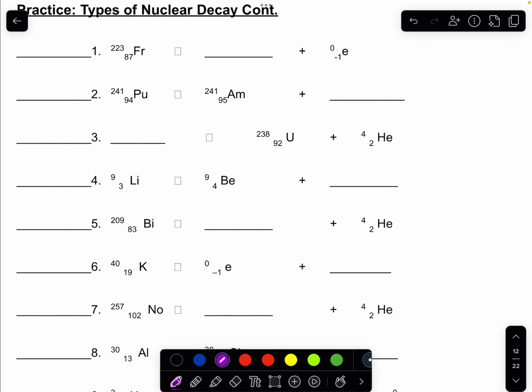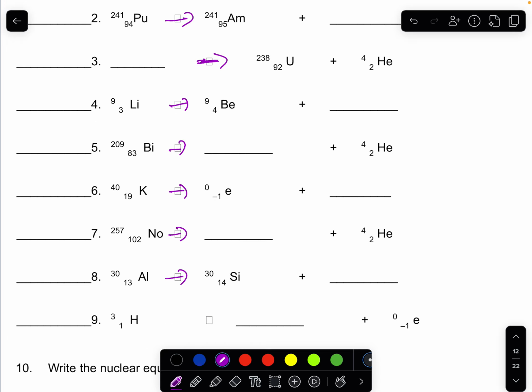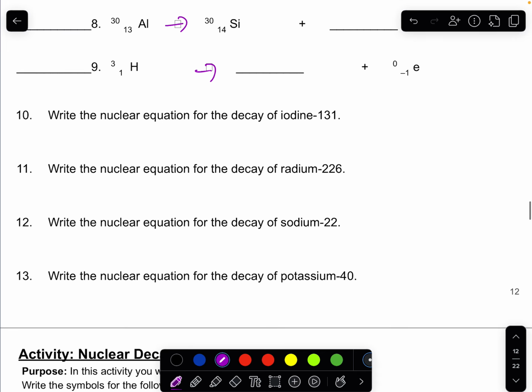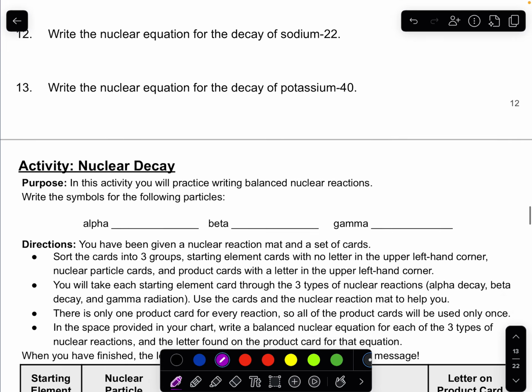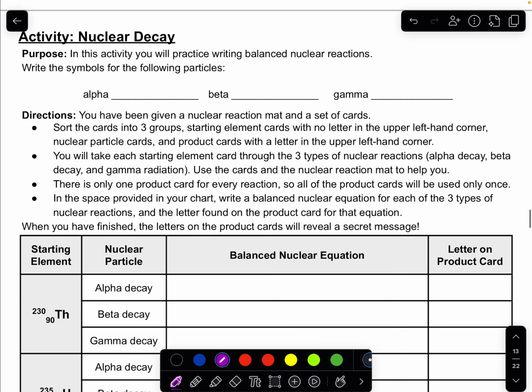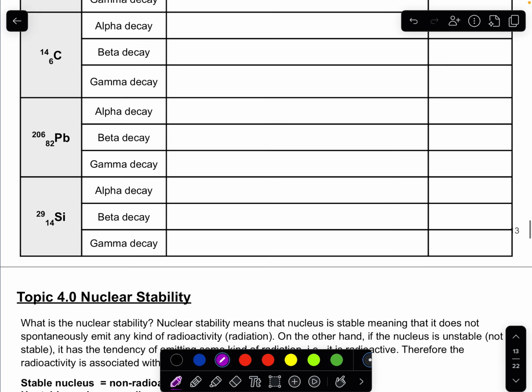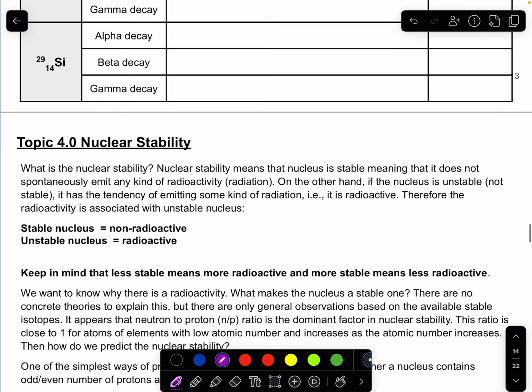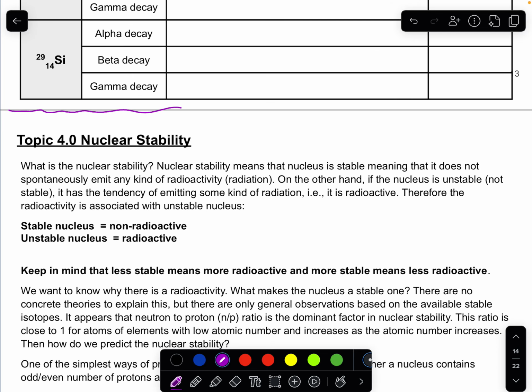There are more practices, and here there is a typo there. Just fix that before you do. So all the boxes you convert that into a arrow. Okay, and complete that. Same thing. And this is the activity, we are going to do that in class, and we'll complete that. Then we'll do the nuclear stability next class.